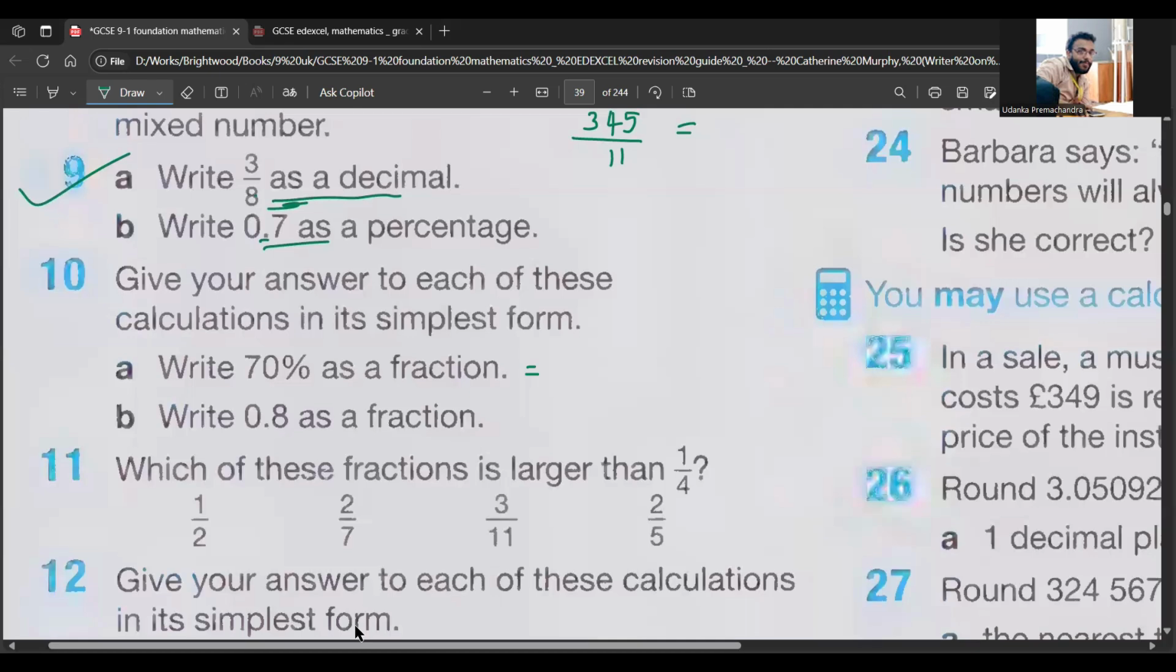Okay, here 70 as a fraction. Fraction means you can write this one as 70%. Percent means divide by 100. You can simplify this one. 0 and 0 can be cancelled. It's 7 over 10. Here 0.8 means actually divide by 10, one decimal point. You can simplify, what is it, 4 over 5. Exactly.